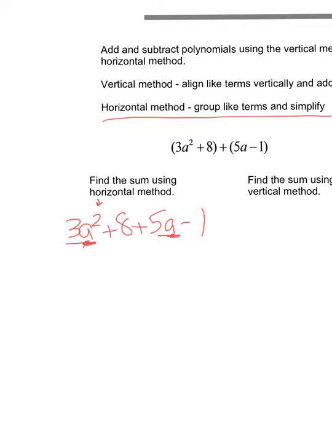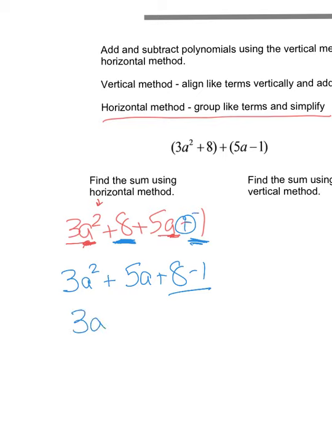This is a constant. It has no variable in that term. This is also a constant. So I can combine those two. So my answer is 3a squared plus 5a plus 8 minus 1. I'm going to combine those. Remember that sign always stays with what's in front of it, or you do an add the opposite so you don't lose it. 3a squared plus 5a plus 7. I have no more like terms, so that's my final answer.